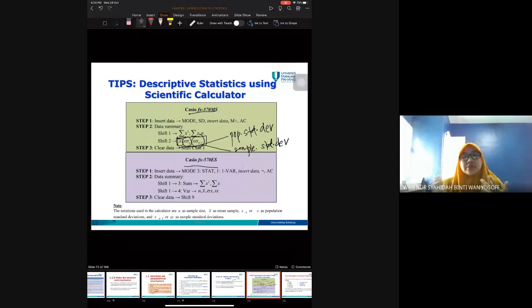So how to know whether the data is population data or sample data? Okay, you should practice with your calculator when we go to the quizzes, the task and the final. Don't calculate manually. You just waste your time. Use your calculator.